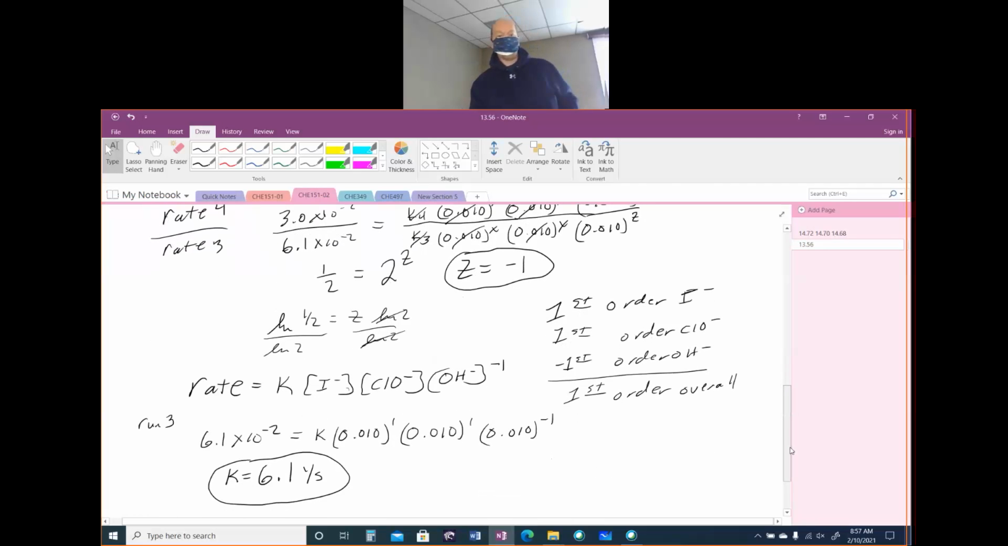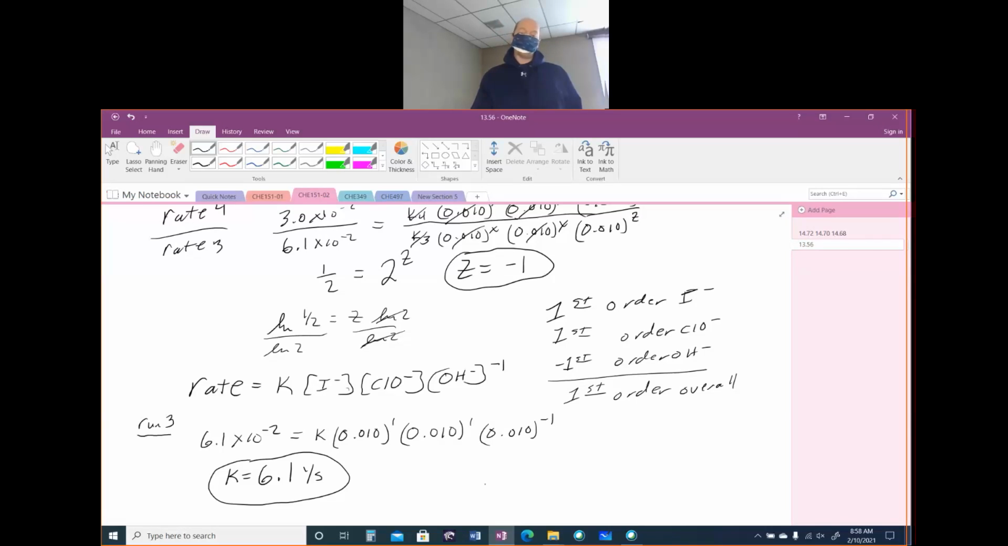You can pick any run that you want to solve for k. They will all give you the same answer. Since my base was run 3 and everything was very simple at 0.01, I don't have to use my calculator. I can do this in my head. It doesn't matter which one you use, and you can use your calculator. I used run 3, which was the bottom every single time when I did my comparison of rates. So you have your 6.1 times 10 to the -2, and k is what we're solving for, times 0.01 to the first, 0.01 to the first, 0.01 to the minus first. Then when you divide both sides by the 0.01, you're going to get 6.1.